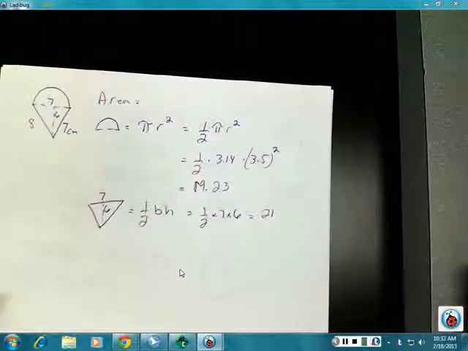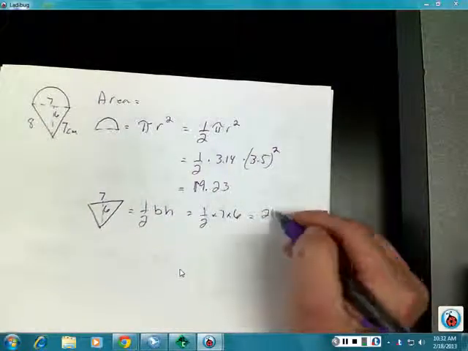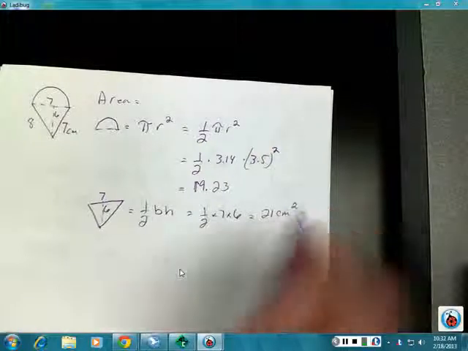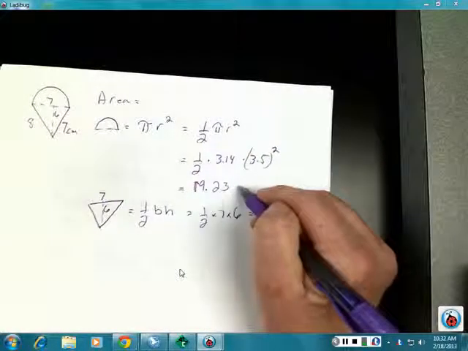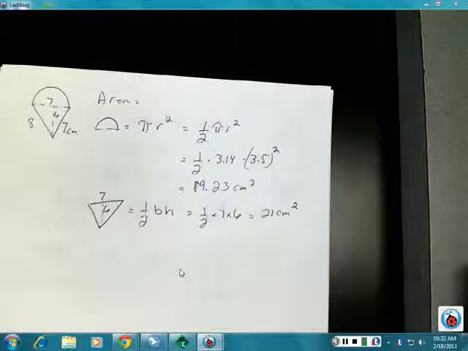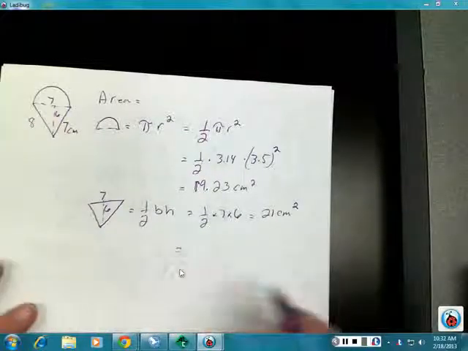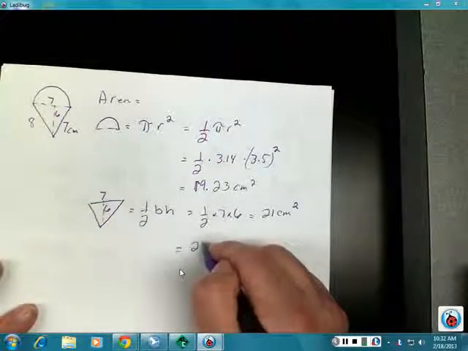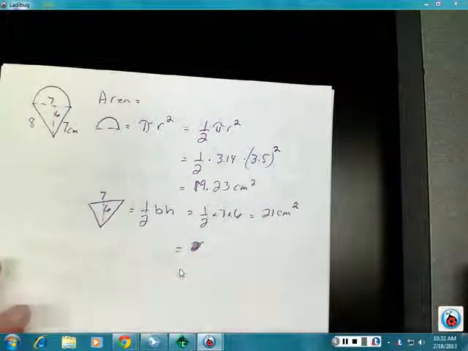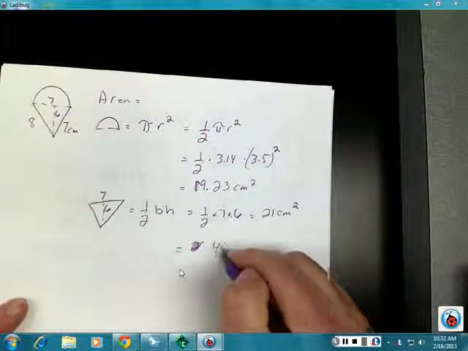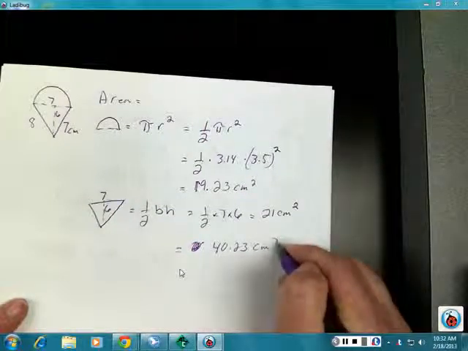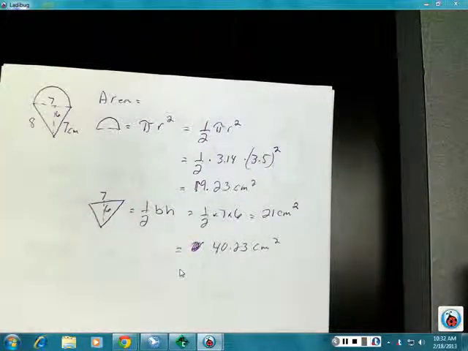And we'll just give you centimeters for your measurements here. So 21 centimeters squared and 19.23 centimeters squared for the other one. So what's my total area? 40.23 centimeters squared. I was like, wow. 40.23 centimeters squared will be our total area of that one. All right or not all right?